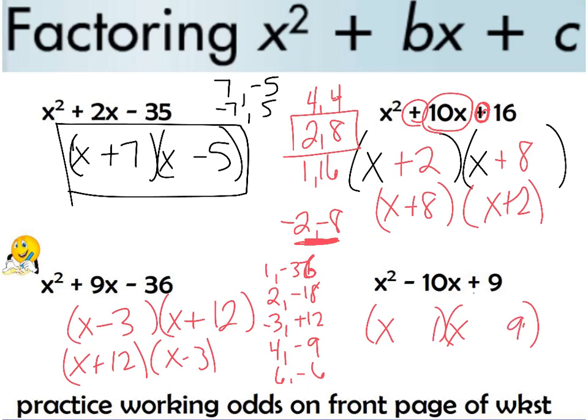The positive means my signs have to be the same, but the problem is 9 and 1 add up to a positive 10, and I want it to be a negative 10. So I'm going to make both of my signs negative. Now I have a negative 1 and a negative 9. That would get me my negative 10x.